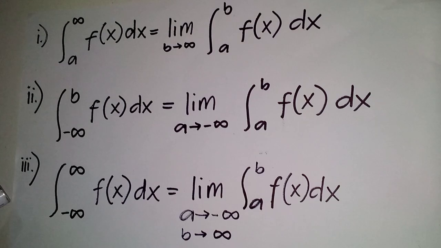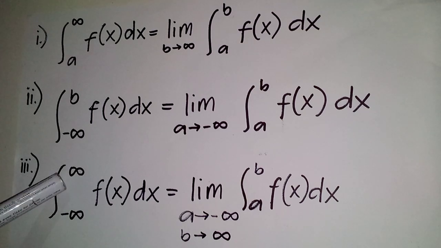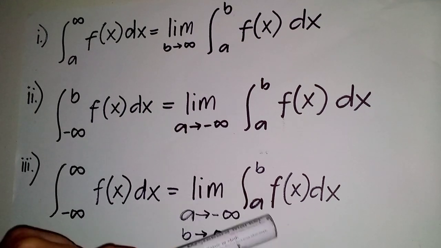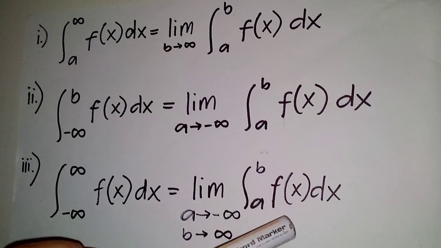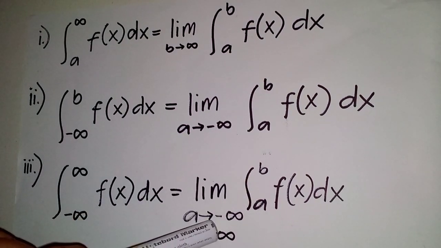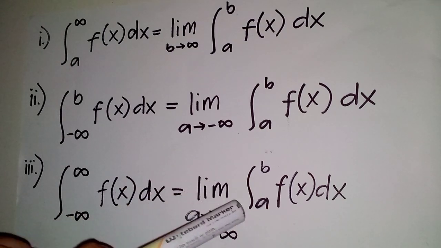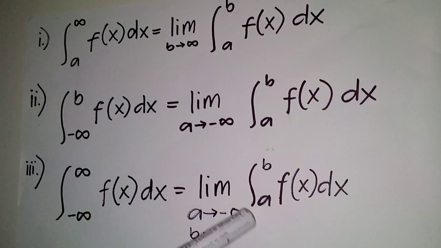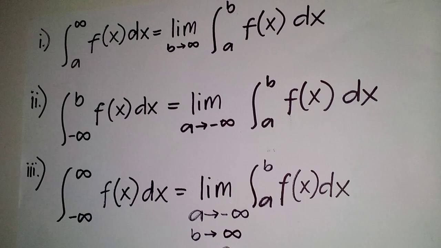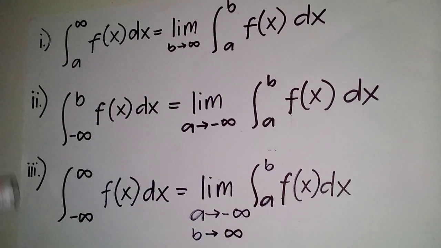And for our third formula, we have the integral of f of x dx from negative infinity to positive infinity is equal to the limit of the integral of f of x dx from a to b as a approaches negative infinity, or it can be the limit of the integral of f of x dx from a to b as b approaches positive infinity. So you should remember these formulas when evaluating improper integrals.